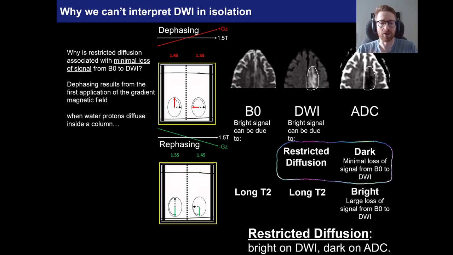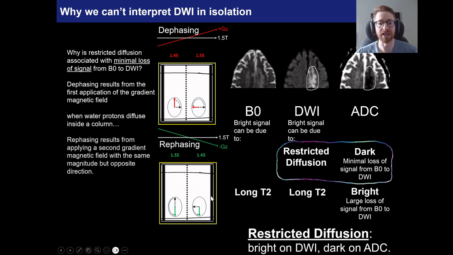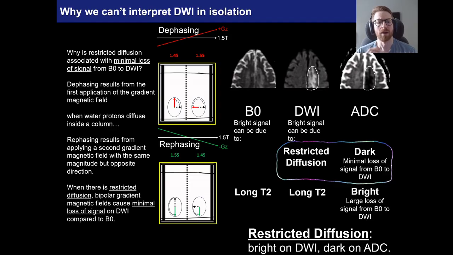As long as they stay within their columns, which they will because there's restricted diffusion, when we apply the second lobe of the bipolar gradient magnetic field, which has the opposite direction but same magnitude as the first lobe, we're going to take those spins that were previously precessing slowly and make them precess more quickly. The ones that were precessing more quickly, we make them precess more slowly. So essentially they catch up to each other. They go back in phase at the end of this bipolar gradient magnetic field when there is restricted diffusion. So when there's restricted diffusion, there's minimal loss of signal from B0 to DWI because we've preserved the phase coherence of those spins on the diffusion weighted image.